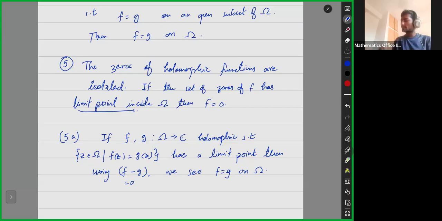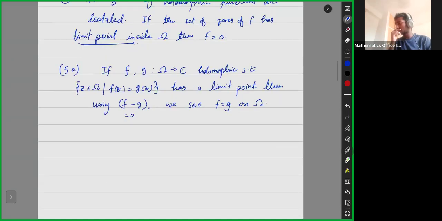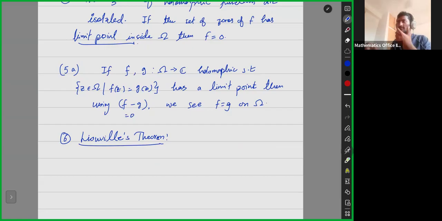Okay, so these results and Liouville's theorem. What was Liouville's theorem? It is about a bounded function. An entire function which is bounded is constant.